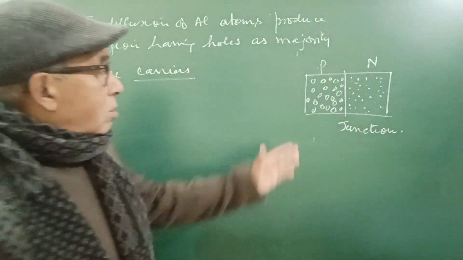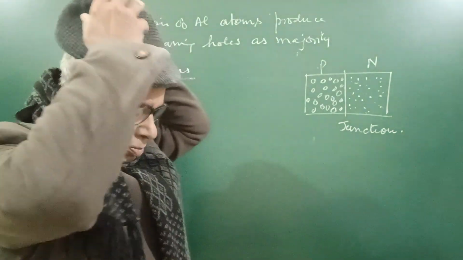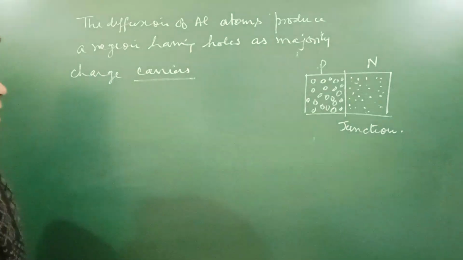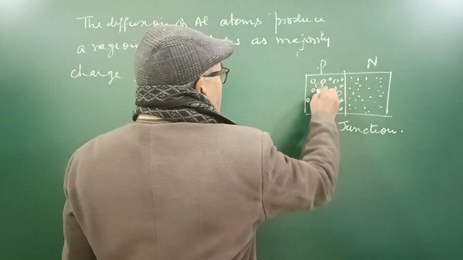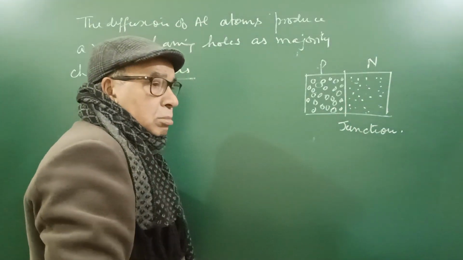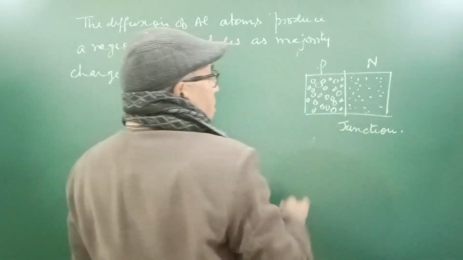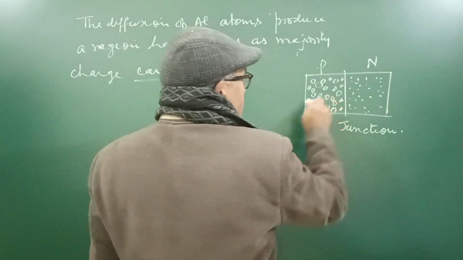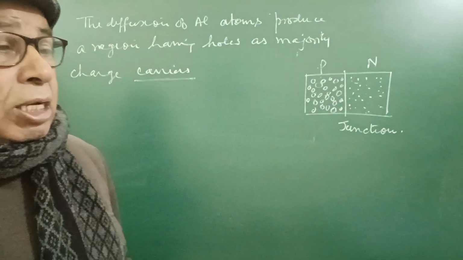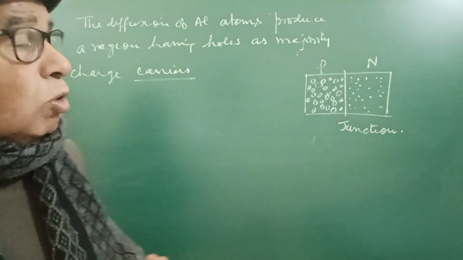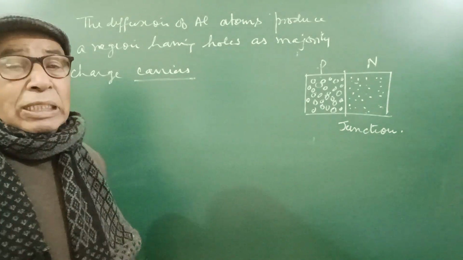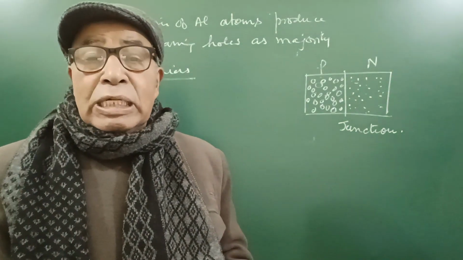As soon as this is done, what happens? Here are the holes in majority. Here are the electrons in majority. There are holes here, but they are in minority. Here are electrons, they are in minority. There is one phenomenon which is called diffusion, and diffusion means movement of particles from higher concentration to lower concentration.